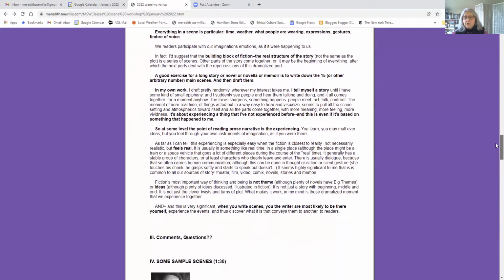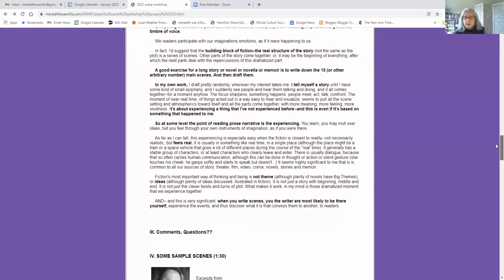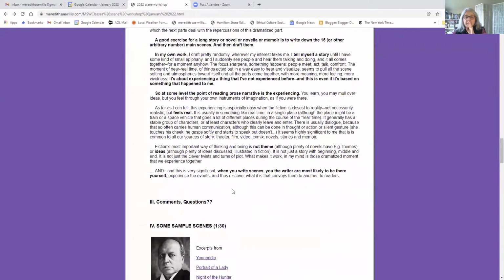All right, this stuff is going to be there to read, so I'm just going to come to the end of it. Actually, I think I'm going to stop there, because I do want to talk a little bit about a couple of specific scenes from literature.